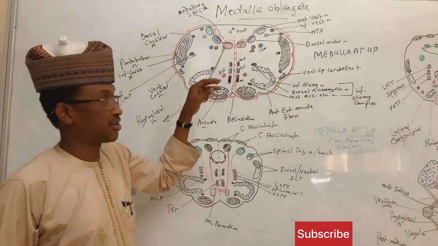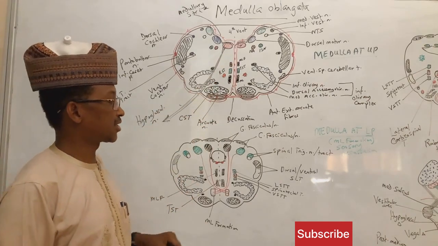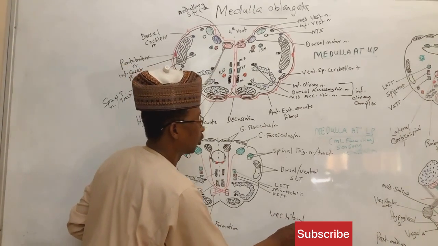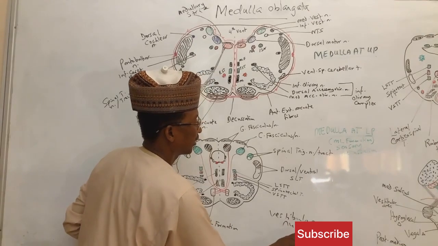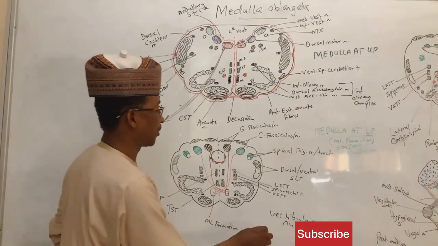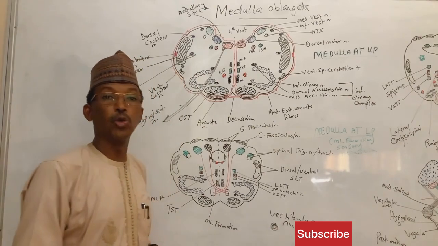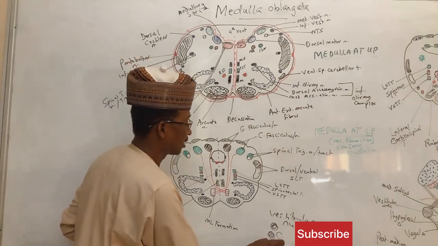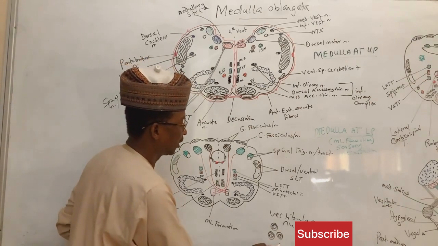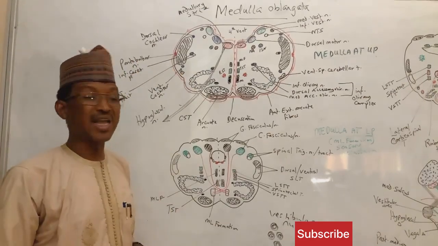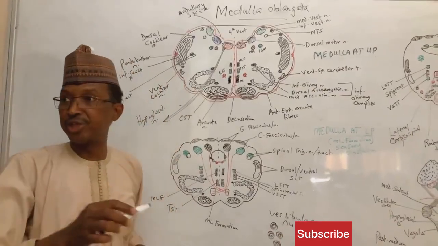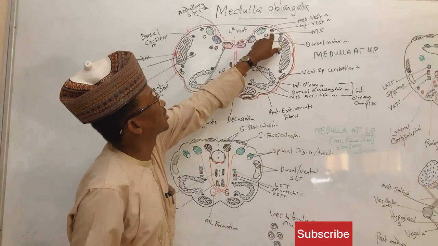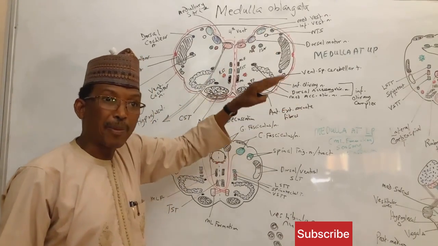If you can remember, while I was discussing the lower aspect of the pons, I discussed the vestibular nuclear complex. We said that we have the superior vestibular nucleus, the medial vestibular nucleus, the lateral vestibular nucleus, and then we also have the inferior vestibular nucleus. I said that the inferior one, you cannot see it when you section the lower aspect of the pons. Are you clear? So the inferior vestibular nucleus can vividly be seen at the upper part of the medulla oblongata.